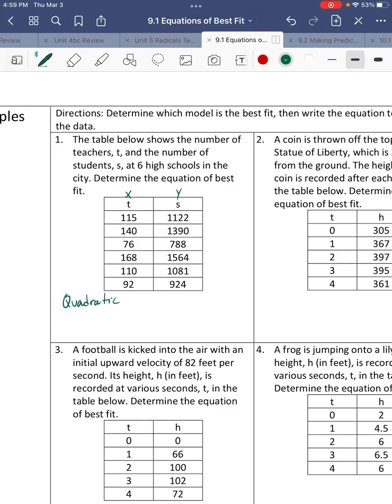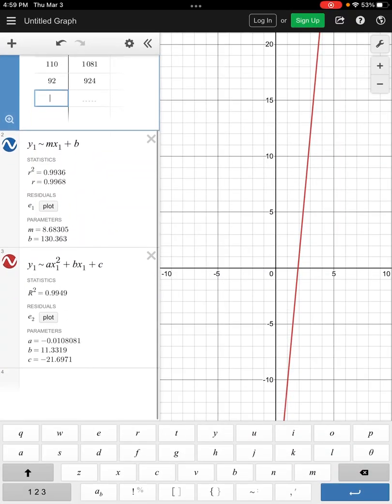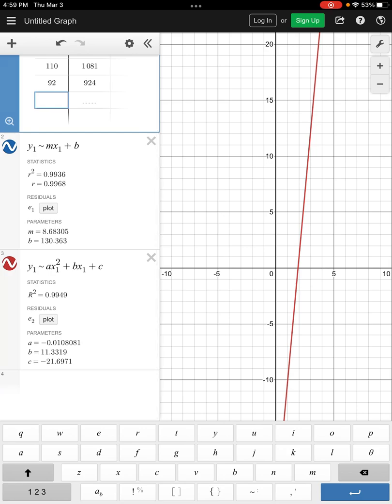And the equation, we're going to have to pull the equation off. The equation is going to come from down below. You see the A, B, and C. I'm going to write this off to the side. The A equals negative 0.01. I'm going to round it to 0.01. The B equals 11.33. And the C equals negative 21.69, or we'll go 21.7.